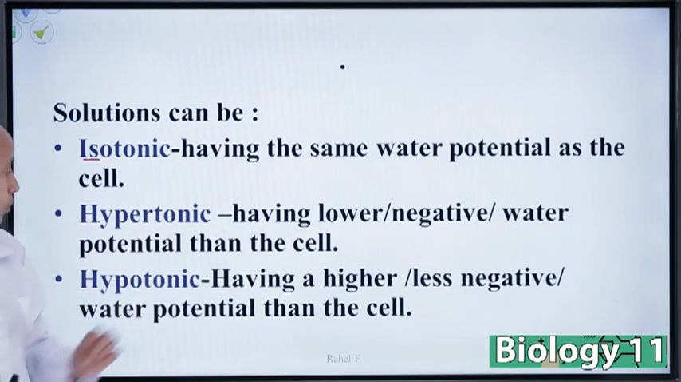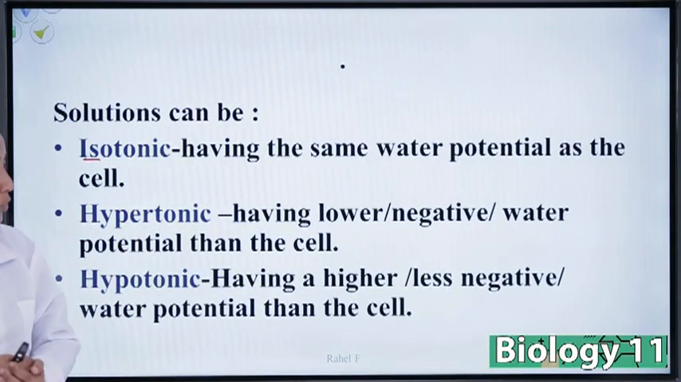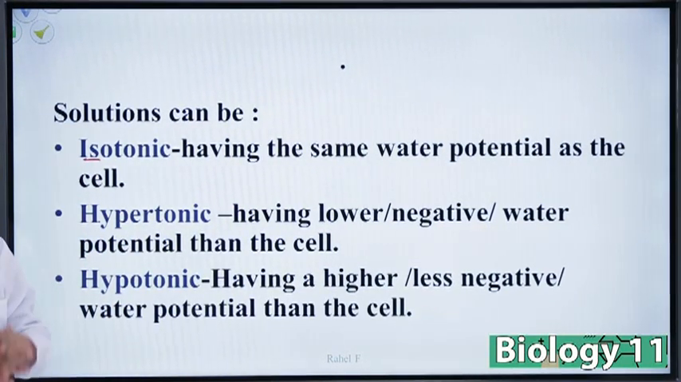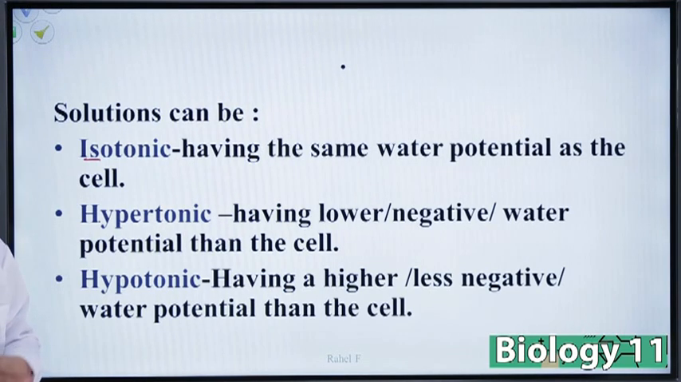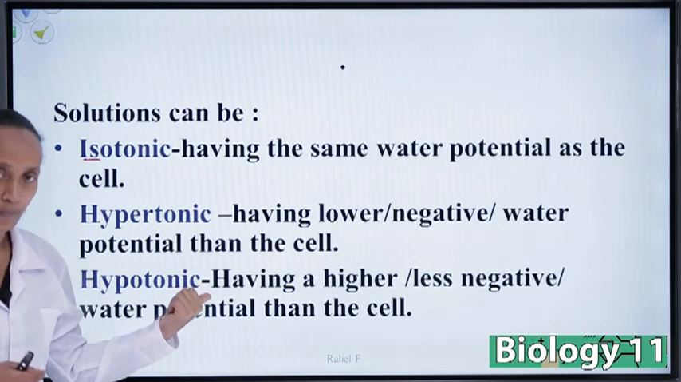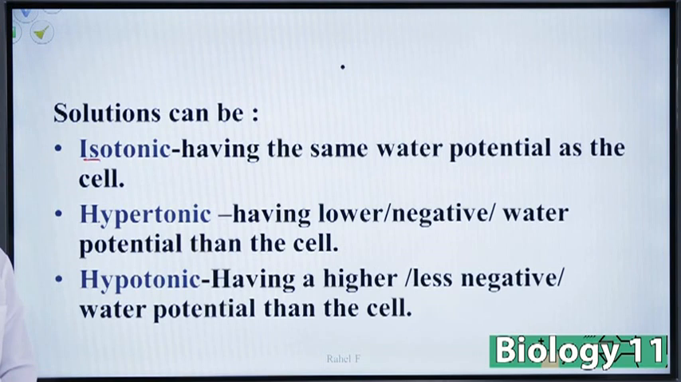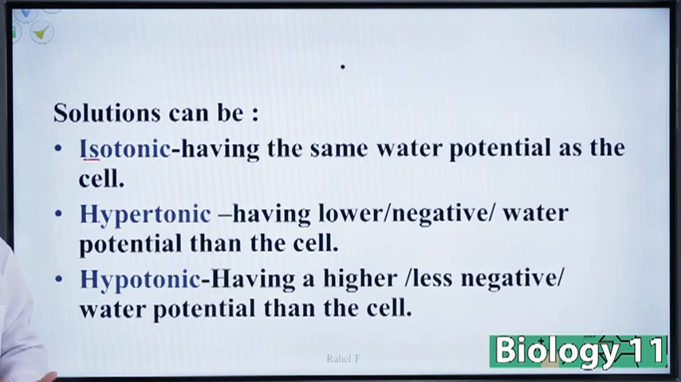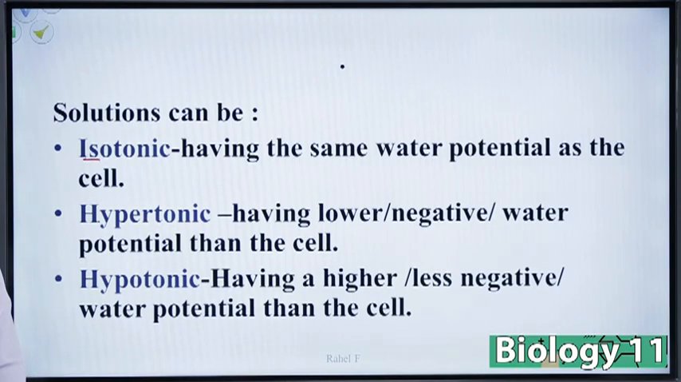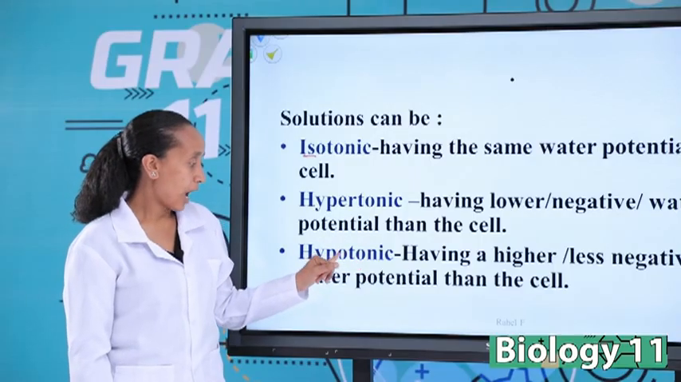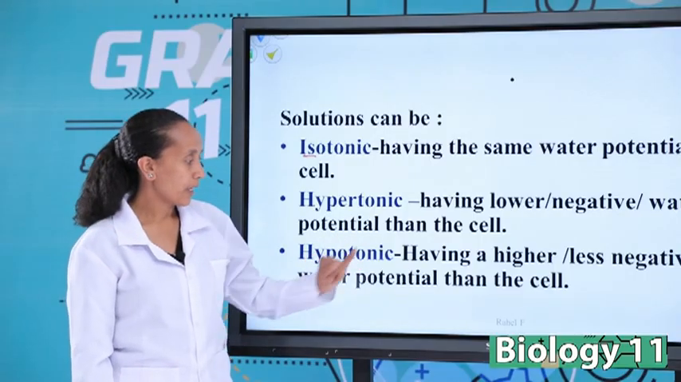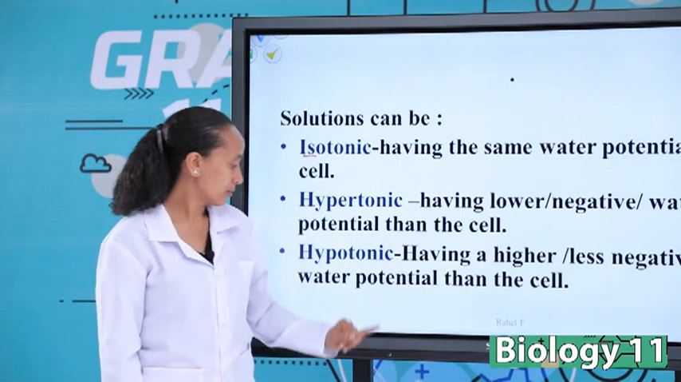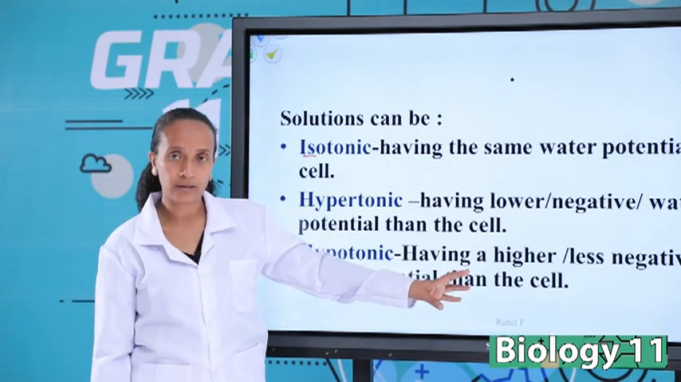In a hypertonic solution, the solution has lower water potential than the cell, or more negative water potential than the cell. And a hypotonic solution has higher water potential than the cell.